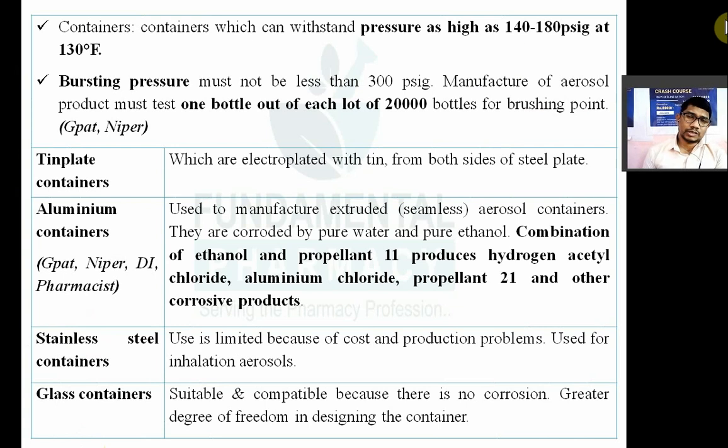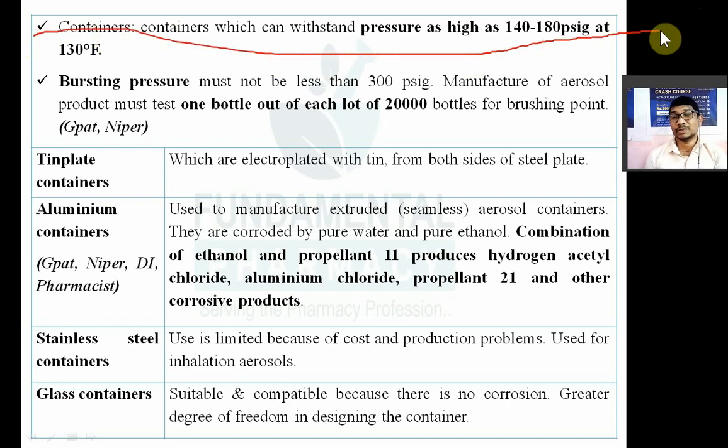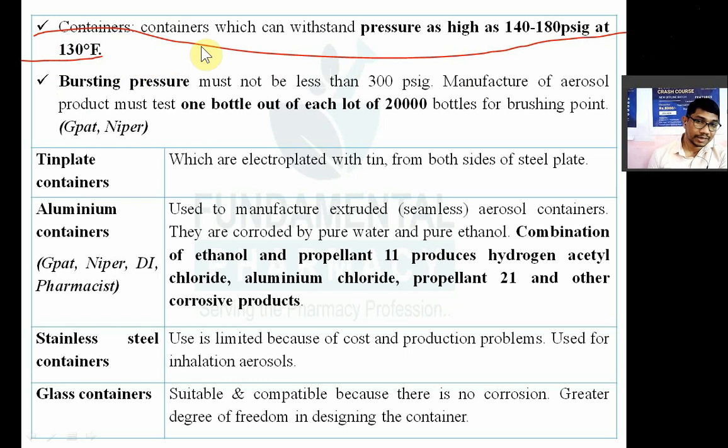Now containers in case of aerosol, they are made from either metals like tin plate, then aluminum, then glass is also there. So tin plate container किससे बनता है? Tin plate container, tin plated steel, which is nothing but the tin is electroplated on both sides of the steel plate, so as to withstand the high pressure.